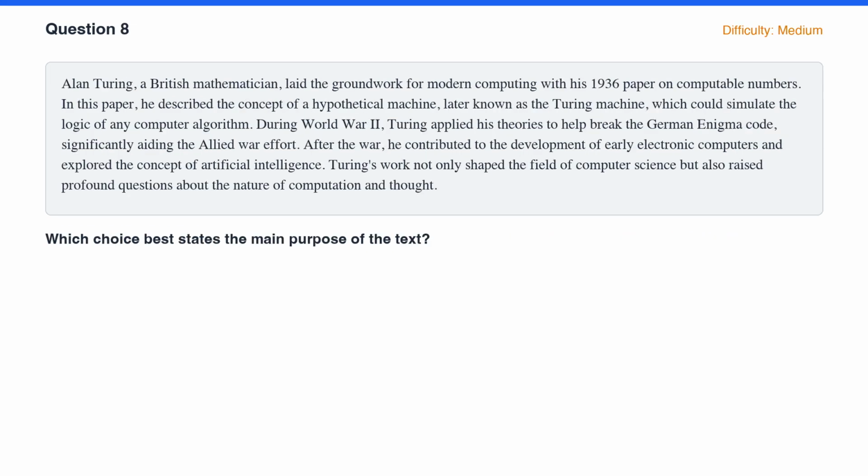Question 8 of 25, a medium after that. This passage is titled Alan Turing and the Birth of Modern Computing. The question asks which choice best states the main purpose of a text about Alan Turing, tracing his 1936 paper, The Turing Machine Concept, his Enigma code-breaking work, and his post-war contributions to electronic computers and artificial intelligence.